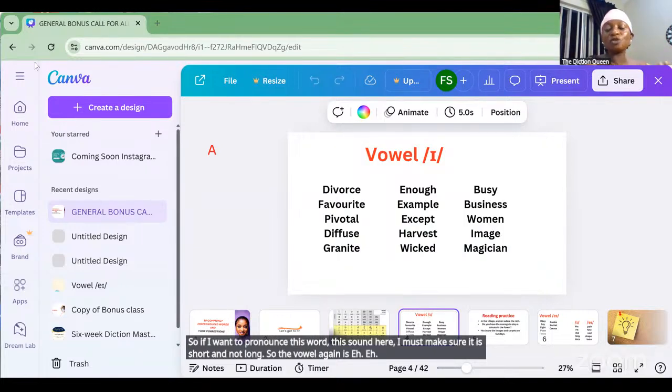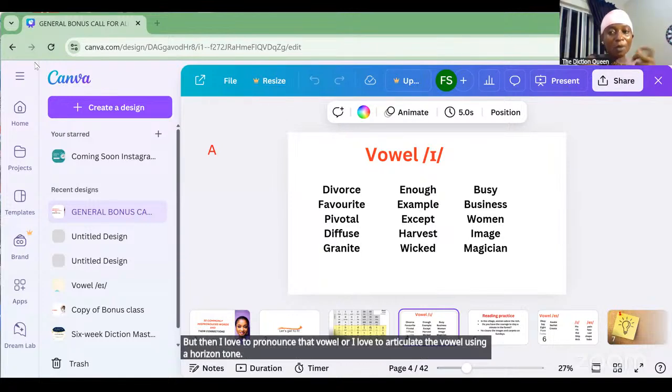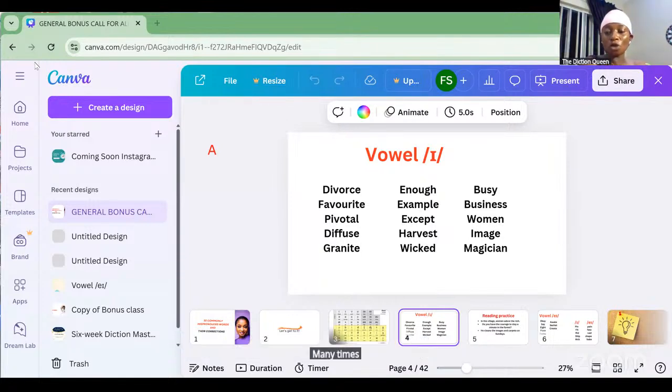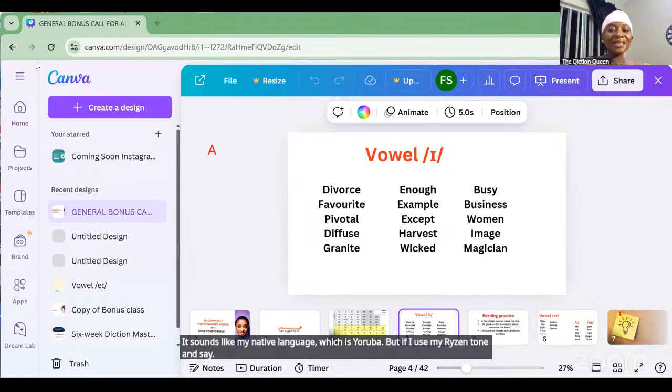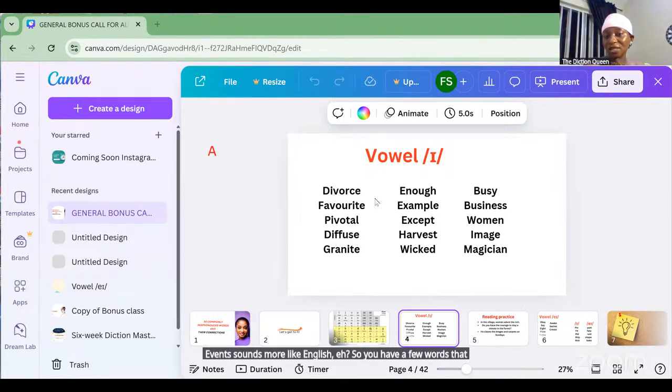But then I love to articulate the vowel using a rising tone. Many times when you use a falling tone to articulate English vowel sounds, they sound like our native languages. If I say eh, it sounds like my native language, which is Yoruba. But if I use my rising tone and say it, then it sounds more like English. So here are a few words that we'll practice together to help pronounce the A sound.